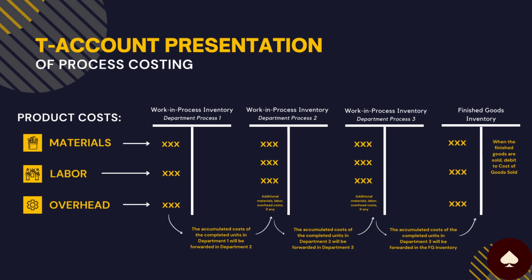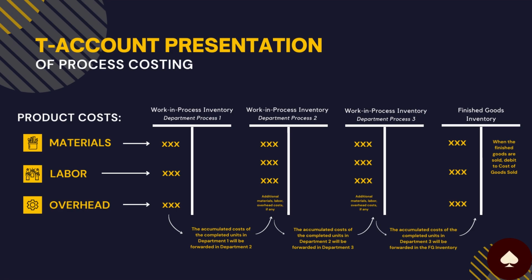For instance, the products mass produced are tables. Let us assume, based on the given work in process inventory T accounts, that Department Process 1 is for the assembly department. Department Process 2 is for the product painting department. And Department Process 3 is for the packaging department.